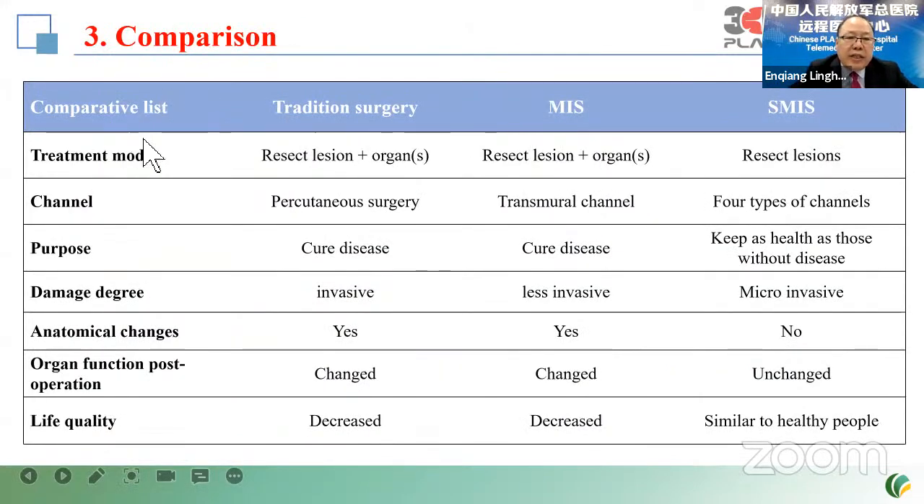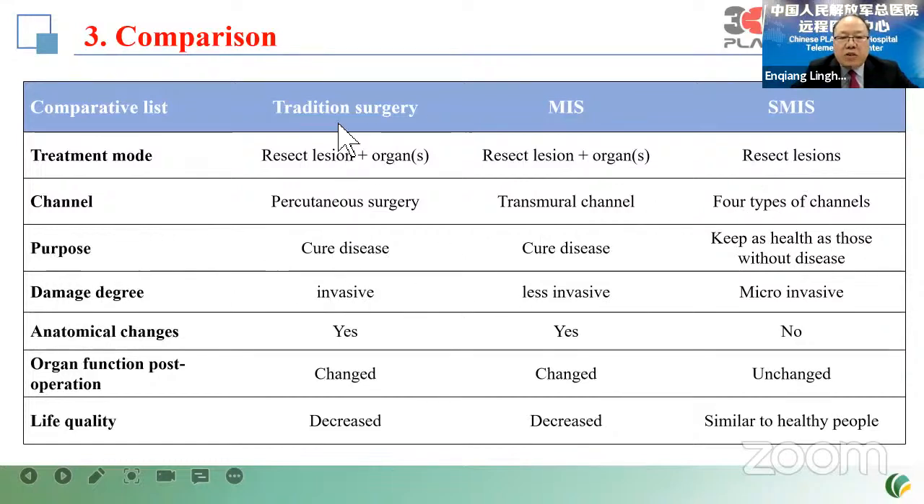So the comparison: the traditional surgery, minimal invasive surgery, and super minimal invasive surgery, that's the difference. The first one, that's the traditional model, is different. And these two kinds of methods resect the organ and the lesions, and the same does not. For channel, that is the difference. Minimal invasive surgery uses a transmural channel, and the super minimal invasive surgery uses 4 types of channels.